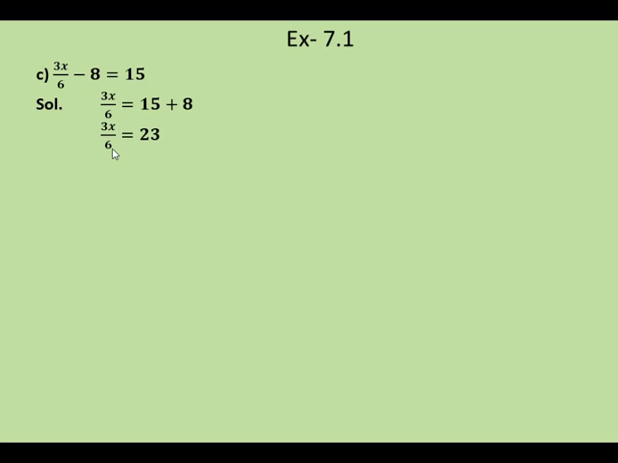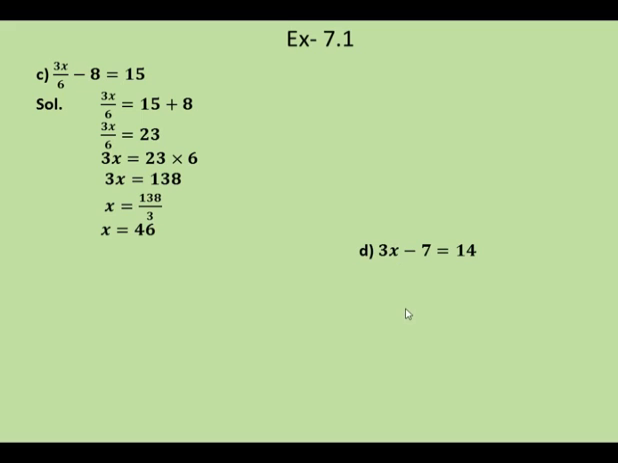Now 3x upon 6, 6 is here divisible. So when transposed to RHS side, it will multiply, division to multiplication. So 23 into 6. So 3x equal to 138. Now 3x is in multiple, so for value of x, 3 will divide on RHS side. So 138 divided by 3, we have what? 46. So value of x is 46. Okay.